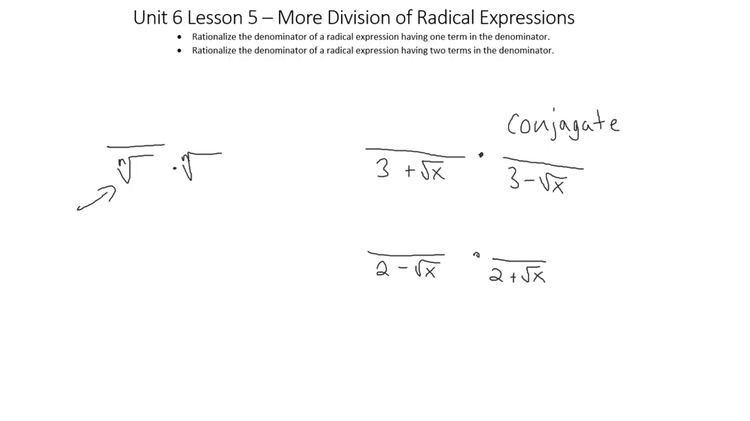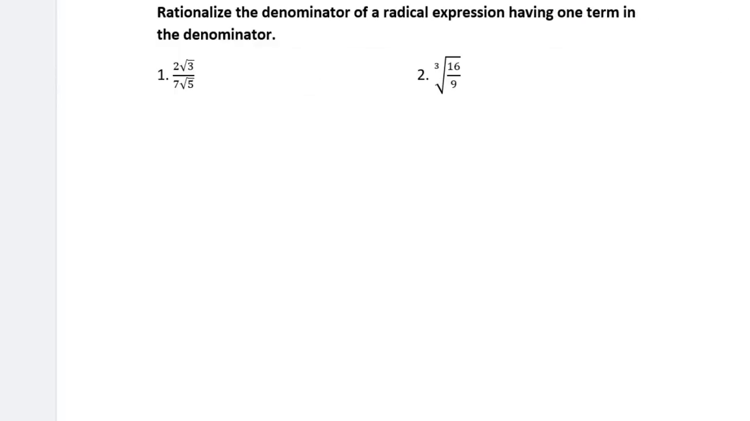If it's 2 minus square root of x, then we multiply by 2 plus the square root of x. And just remember, whenever we're multiplying anything by a fraction, whatever we put on bottom also has to multiply on top. That way we're multiplying by something equal to 1, and multiplying by 1 does not change anything. So let's go ahead and get started on some examples.